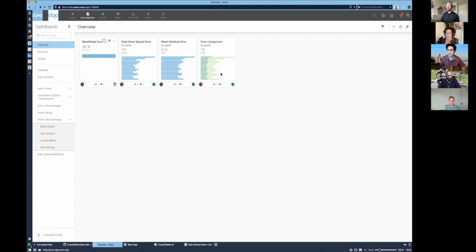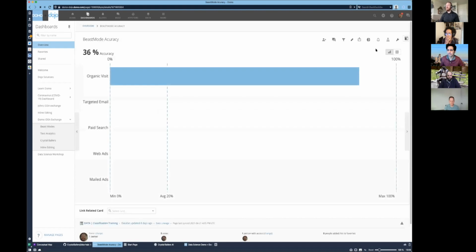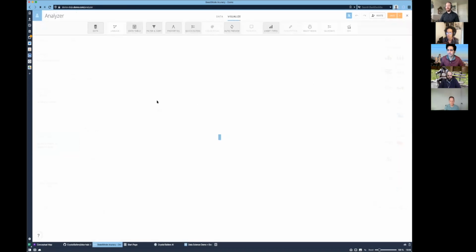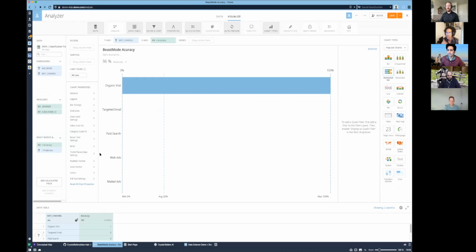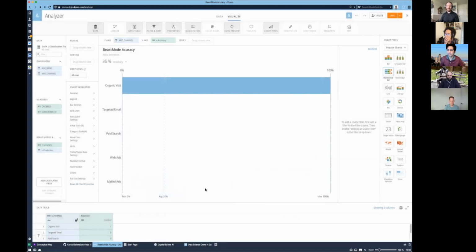So I put together just a couple of beast modes in these cards that you could actually use to evaluate and see how good your models are. And they're really not that hard. So if I come into this one, I was just trying to predict where traffic is coming from. And you'll laugh when you see my beast mode because it's bad. This is my prediction. It's an organic visit.